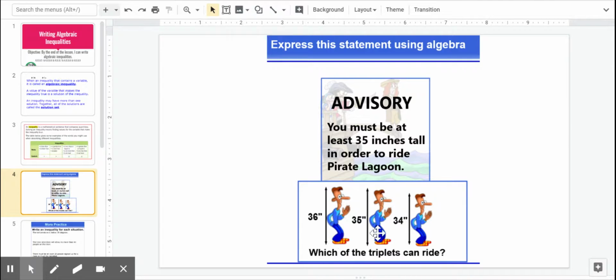So I have three triplets, and they're kind of silly looking, but let's pretend this is their height when they're standing all the way straight up. People are always like, but they're bending down. No, this is how tall they are when they stand straight up. So we need to figure out which triplets get to go on the ride.